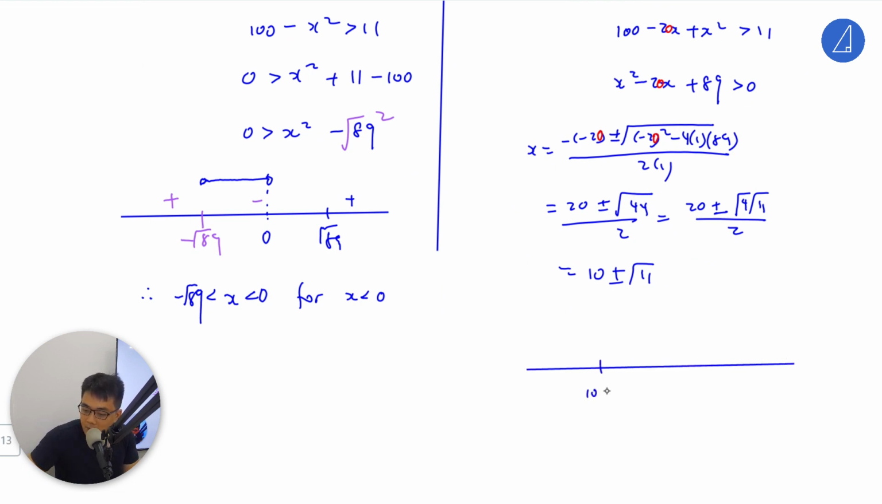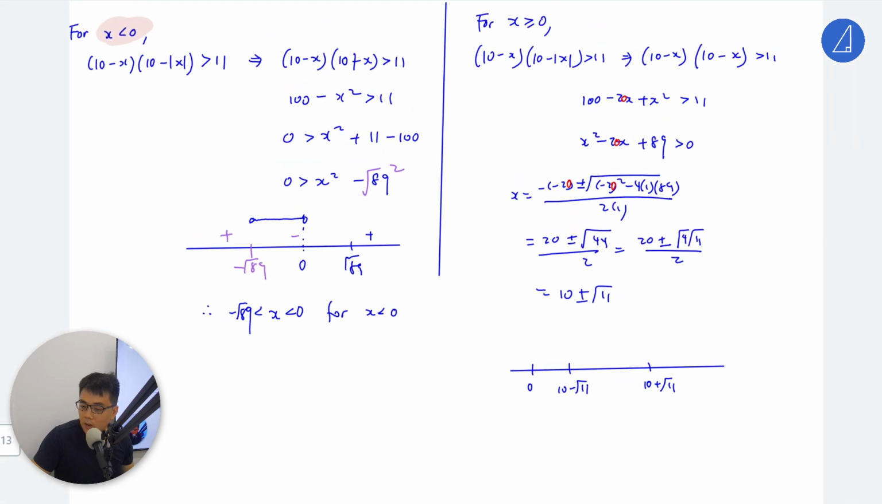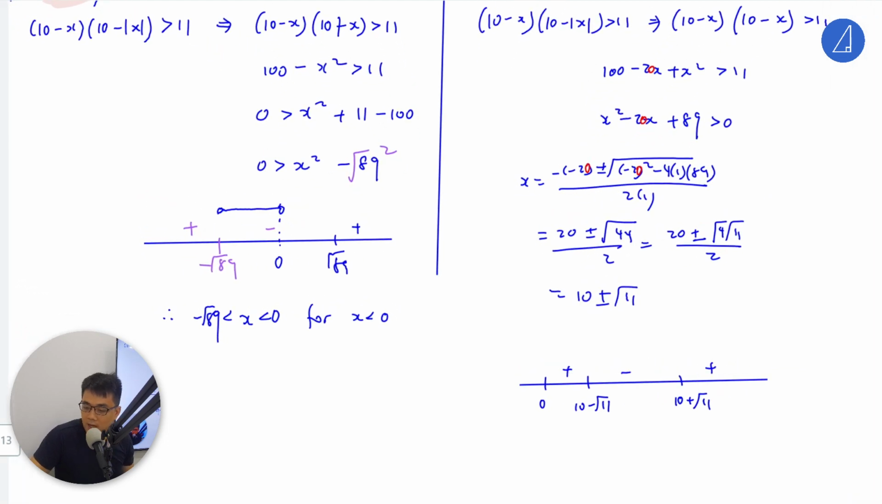This is 10 minus root 11. This is positive, right? 10 minus root 11. So you're looking at 0 here. 10 plus root 11. Plus minus plus. Okay, this is a smiley face here. So you want it to be positive with here to here. Here to here. But because we're looking at x at least 0, so you put a hard stop here. So here to here, you're looking at this.